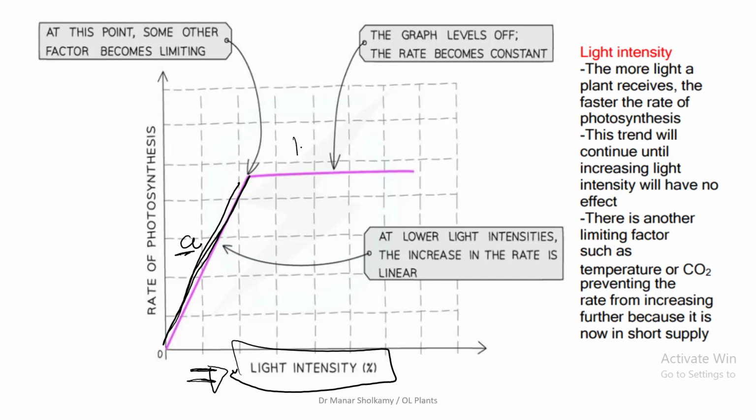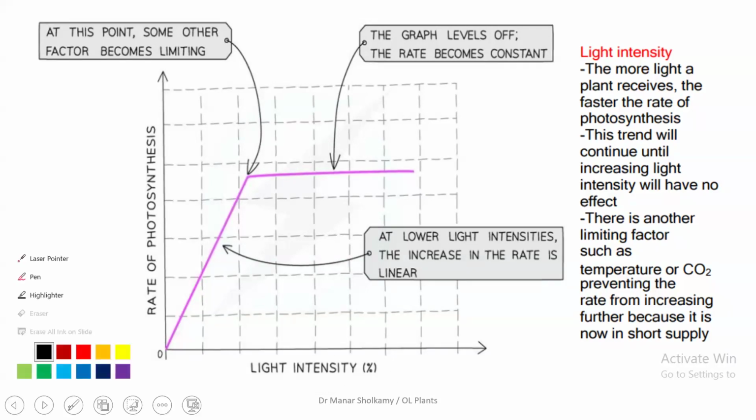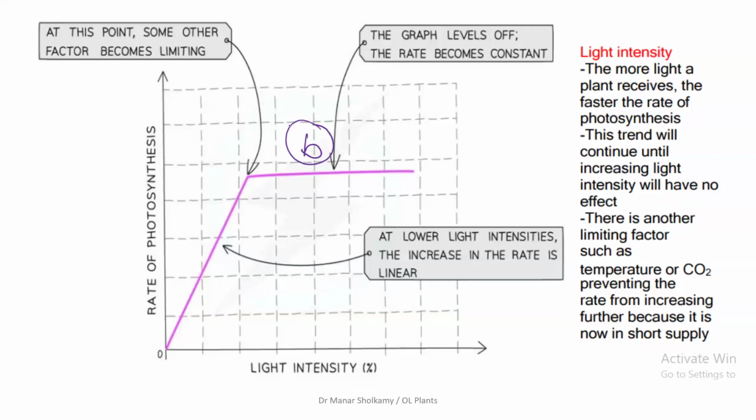Now let's look at part B of the graph. If I want to describe part B of the graph, what will I say? I will start and help you. As light intensity is increasing, what is happening to the rate of photosynthesis? Is it increasing or is it constant? Constant. Okay, so at part B of the graph, you have to mention the word constant, or there are other words that have the same meaning.